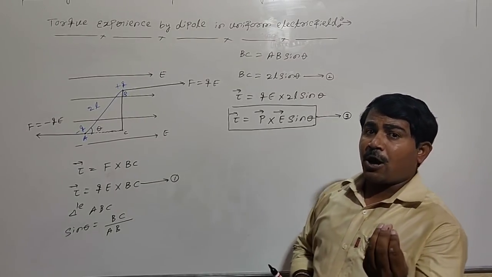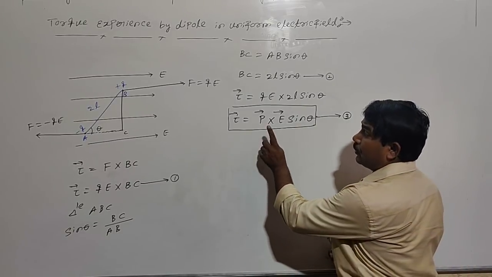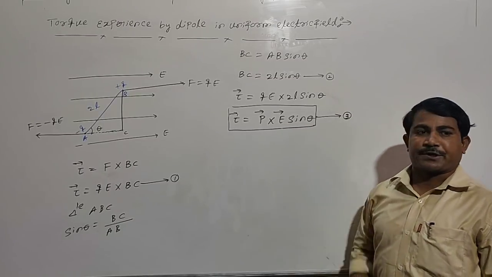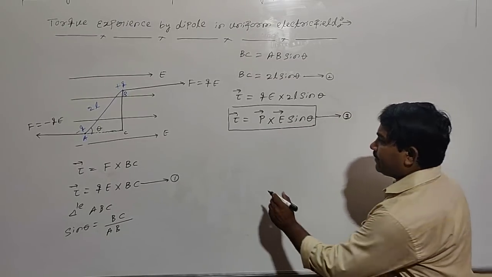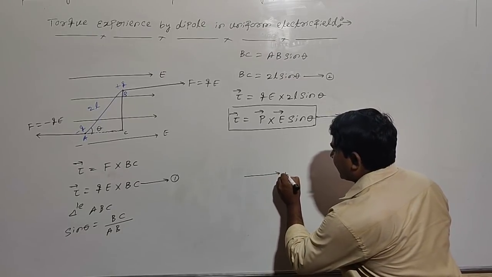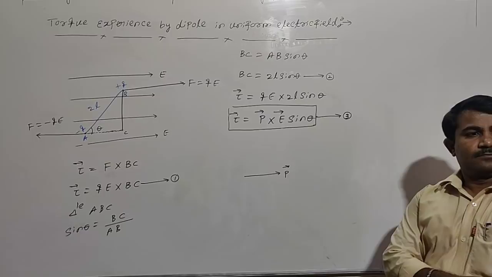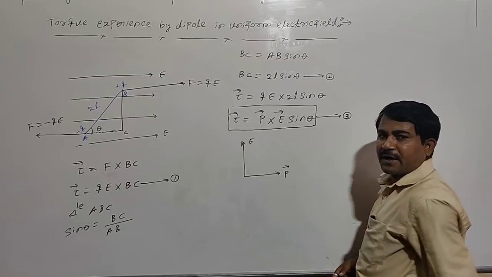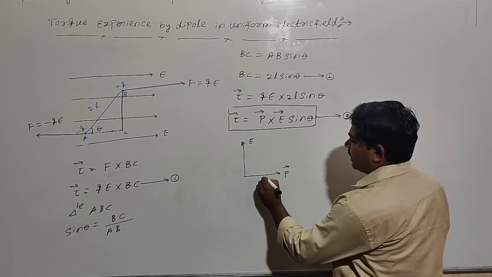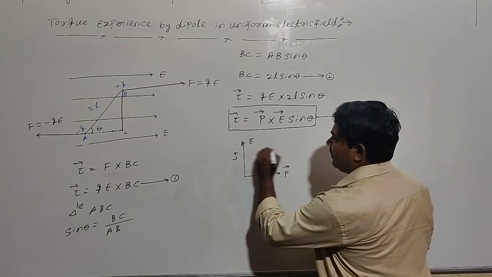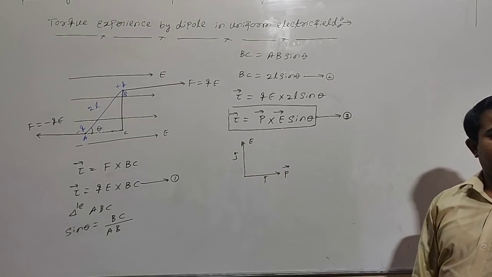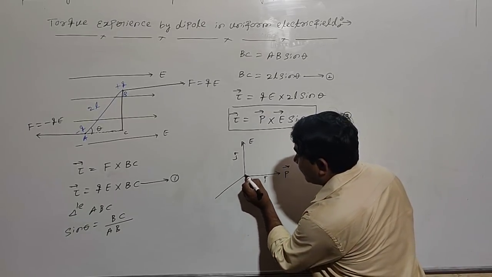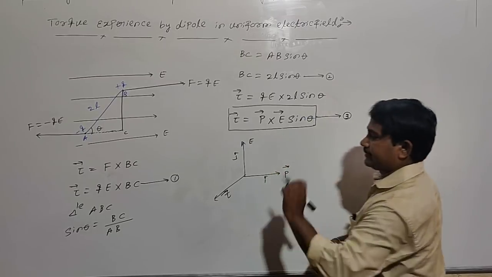Then the question is here, how to take the direction of torque? The direction of torque is perpendicular to both the electric dipole moment and electric field intensity because it is a cross product. For example, if the dipole moment is acting like this and electric field intensity is acting like this, I mean, it is present along the x-axis and this is present along the y-axis, then how to take the direction of torque here? The direction of torque must be like this.